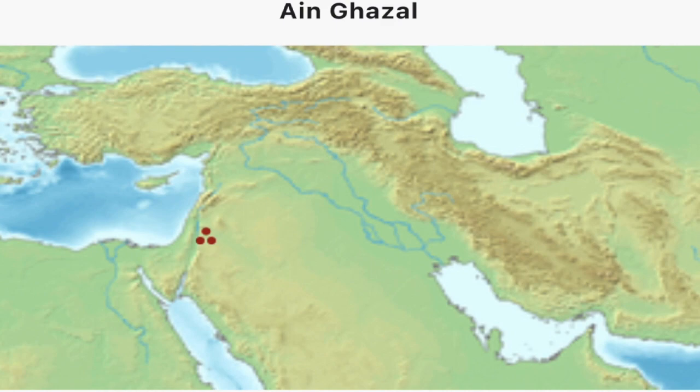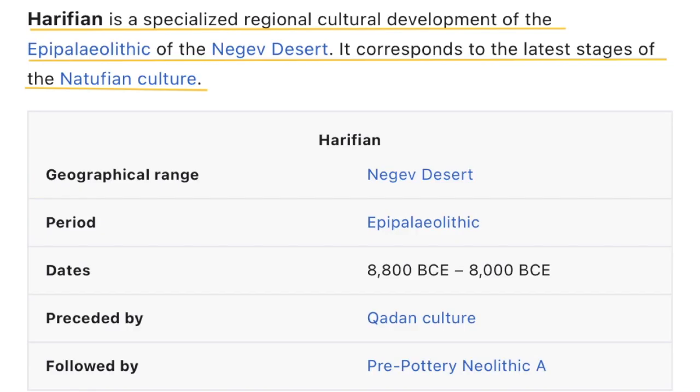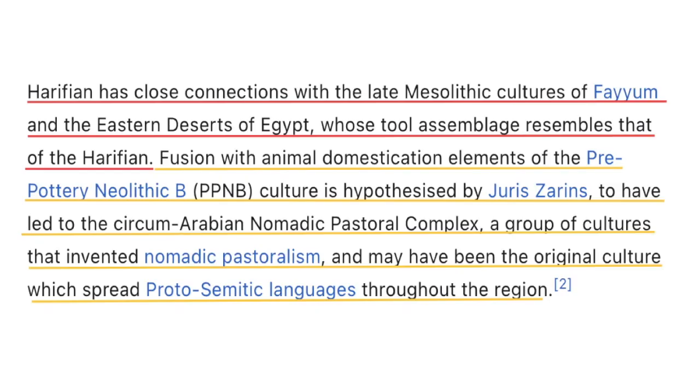So here is An-Gazel, by the way, in the Levant. And so now let's get into the Harifians, because we mentioned that earlier. So Harifian is a specialized regional culture developed of the Epipaleolithic of the Negev Desert. It corresponds to the last stage of the Natufian culture. So this is the last stage of the Natufian culture, the Harifian.